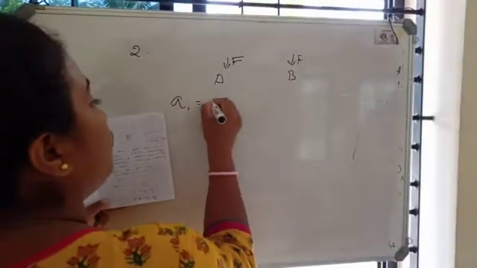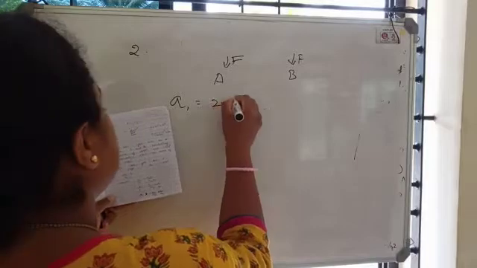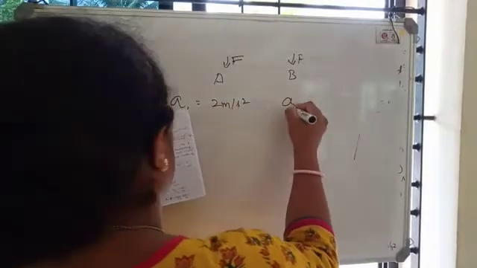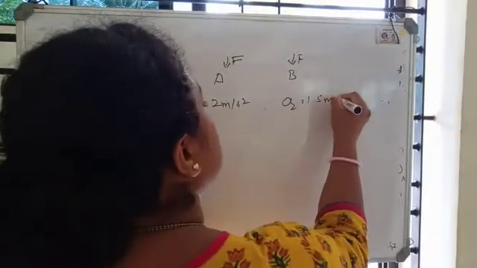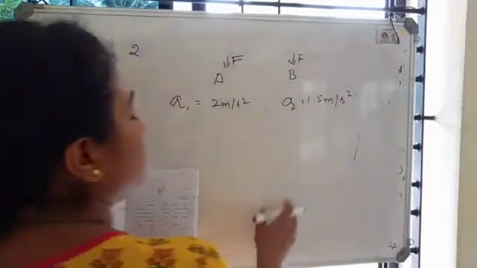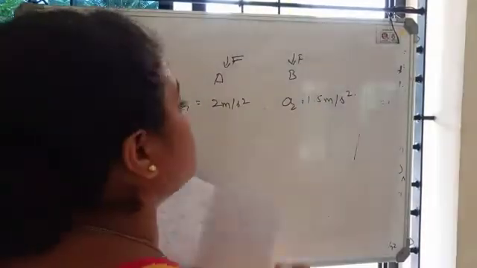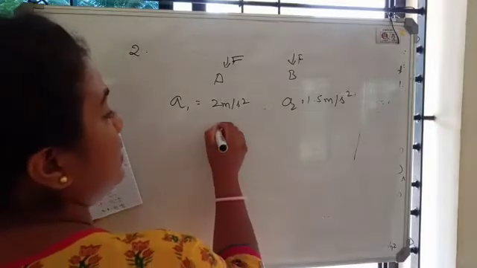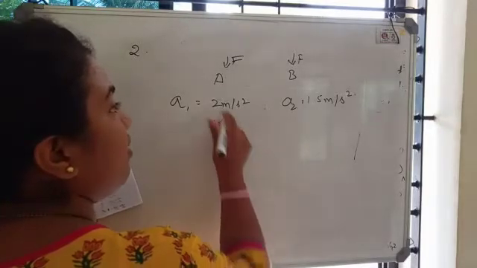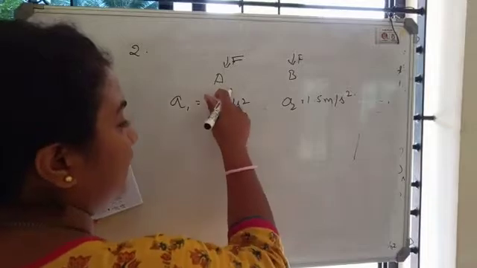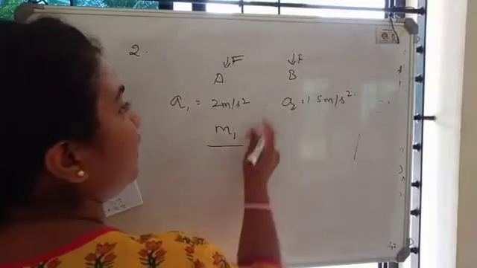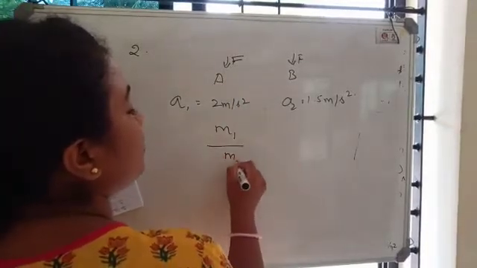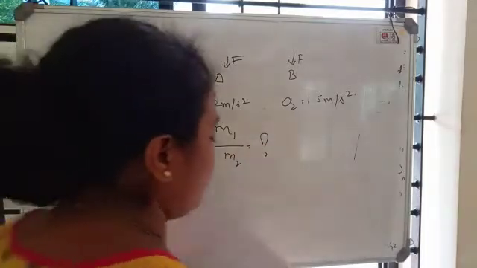Producing an acceleration of 2 meters per second square and 1.5 meters per second square respectively. Find their ratios. What to find? Find the ratio of their masses. Ratio of their masses means if m1 is the mass of object A, divided by m2, the mass of object B, what is the value of m1 by m2?